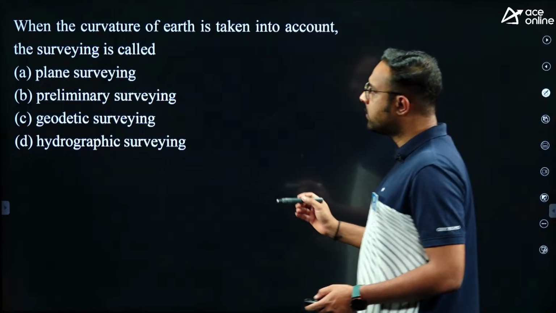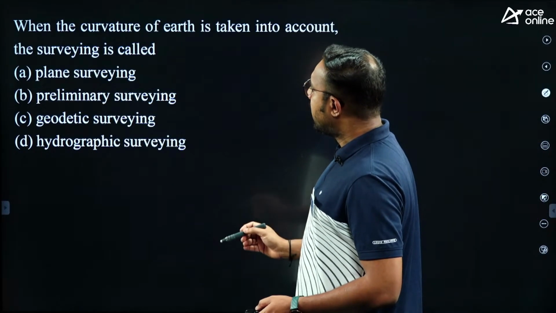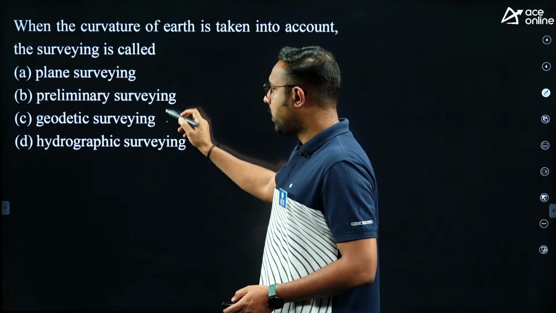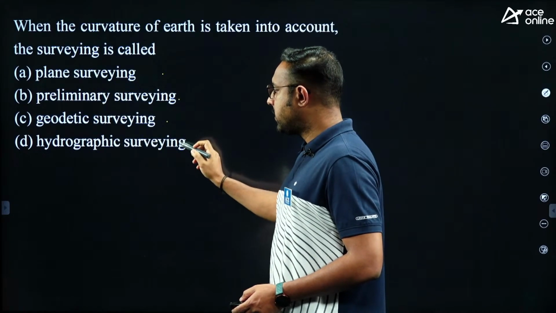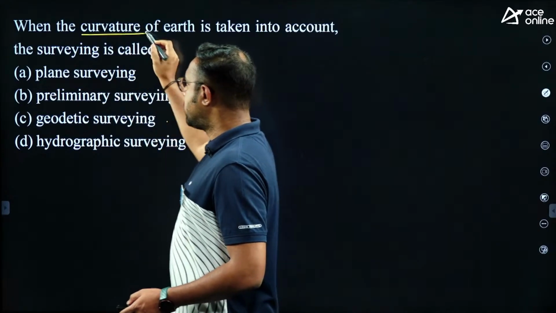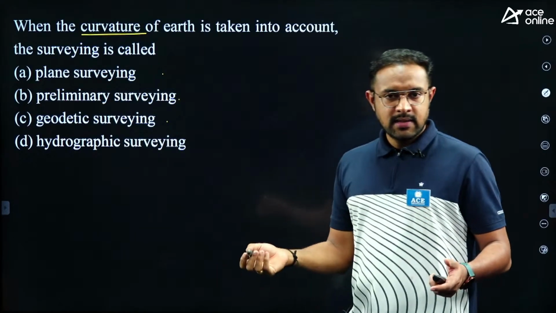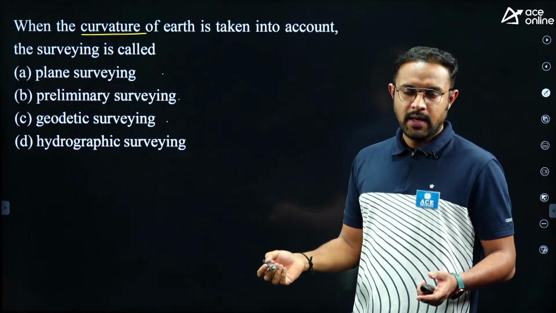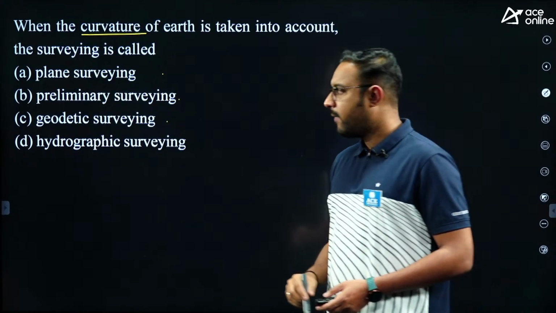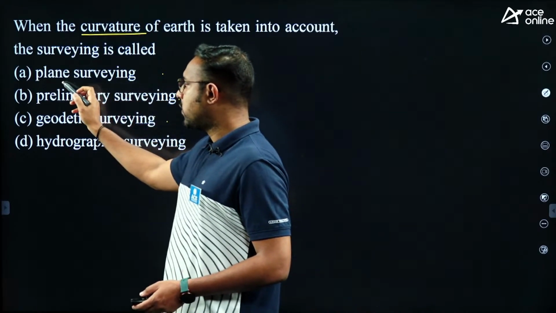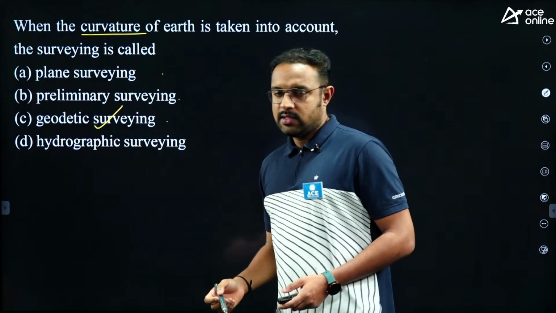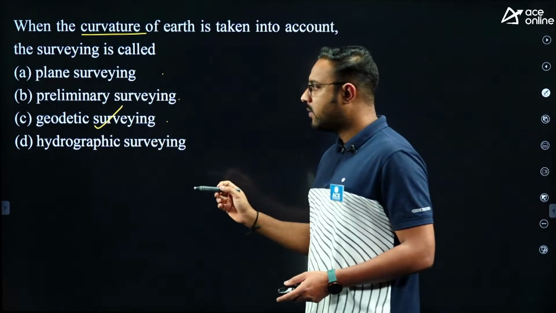Okay, so please look at this. When the curvature of the earth is taken into account, the surveying is called what? Geodetic surveying, plane surveying, preliminary survey, or hydrographic surveying. So here, what is taken into account? Curvature. If you are only considering the curvature of the earth, then the divisions of surveying are 2. What are they? Plane and geodetic surveying. Plane surveying means curvature of the earth is not considered. Geodetic surveying means curvature of the earth is considered. So this is one area that is important for us.